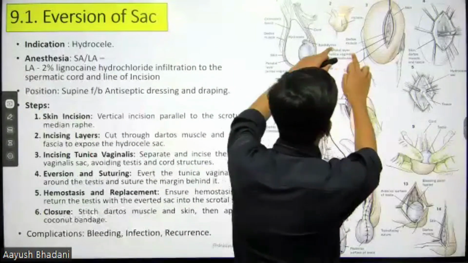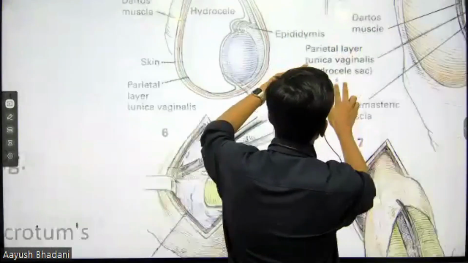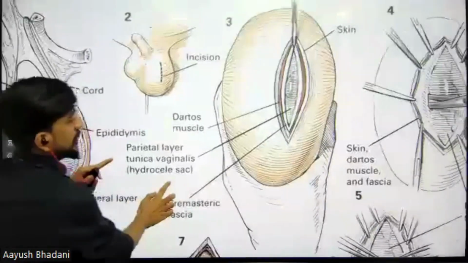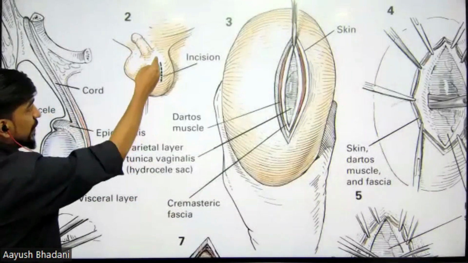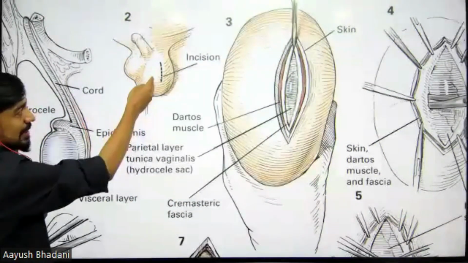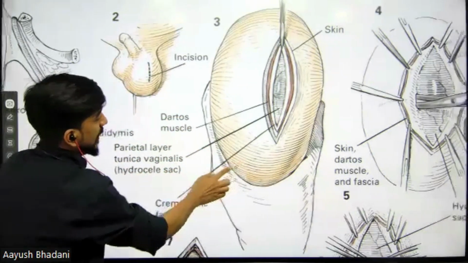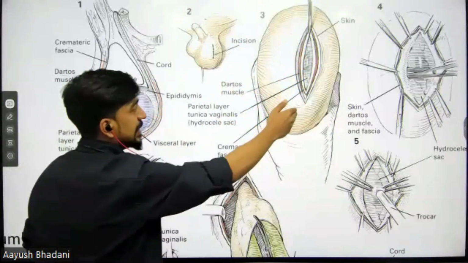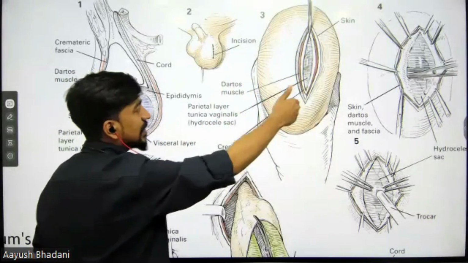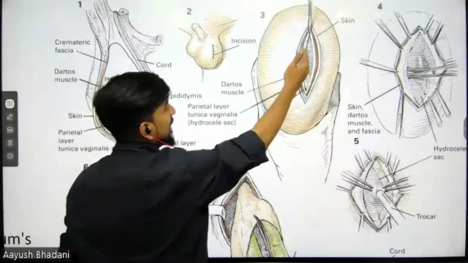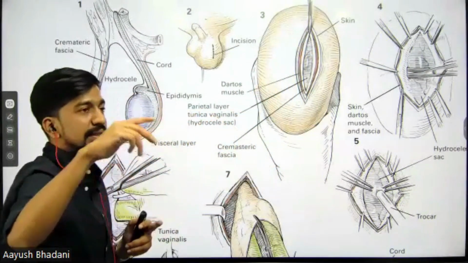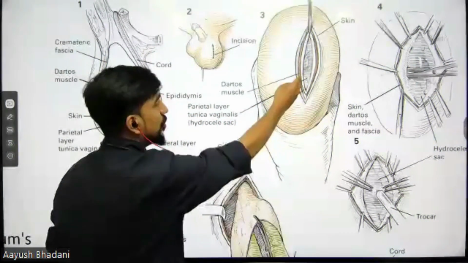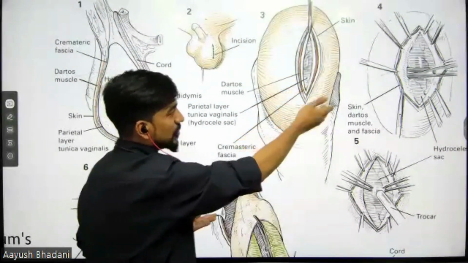So what do we do? We give a vertical incision. So we have the scrotum. We give a vertical incision just lateral to the median raphe, and this is what we open. We keep incising. We incise the skin, then the external spermatic fascia, the internal spermatic fascia, the cremasteric fascia, and that is when we see something bulging. That is the hydrocele sac, or the tunica vaginalis. Before going there, obviously we have cut and dissected the dartos as well.